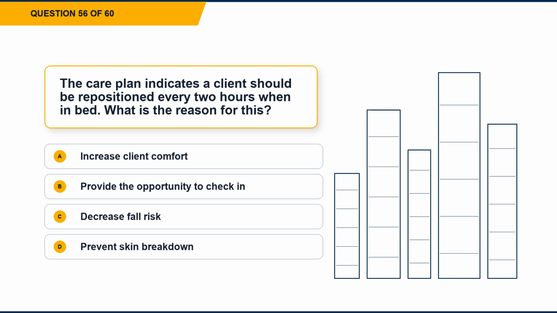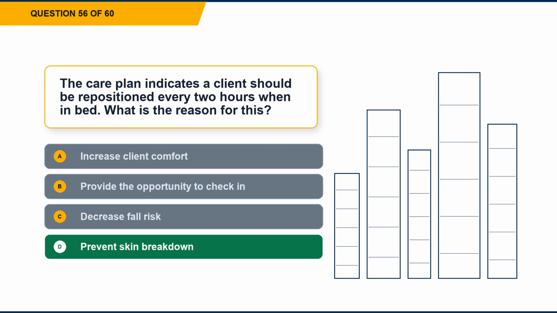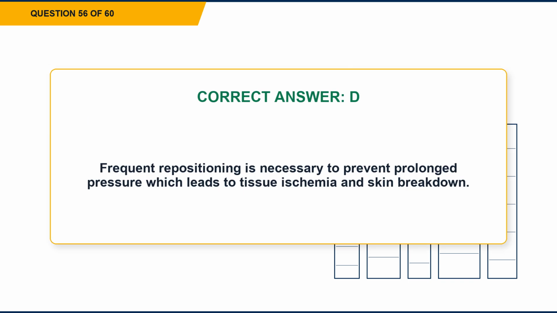Question 56. The care plan indicates a client should be repositioned every 2 hours when in bed. What is the reason for this? Option A. Increase client comfort. Option B. Provide the opportunity to check in. Option C. Decrease fall risk. Option D. Prevent skin breakdown. The correct answer is option D. Prevent skin breakdown. Explanation. Frequent repositioning is necessary to prevent prolonged pressure which leads to tissue ischemia and skin breakdown.